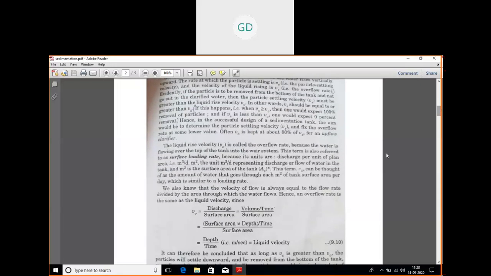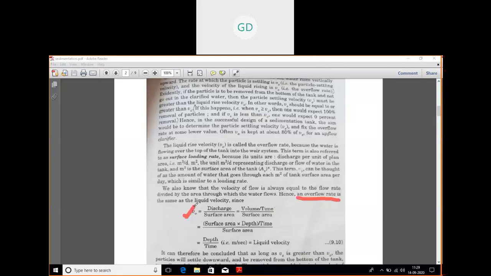Now please write down some formulas. I will mark the formulas and you go on writing. After that we will solve the numerical, and it will be easy for you to look at the formulas you have written in your copy. After looking, you can do the numerical. So write down the overflow rate formula.